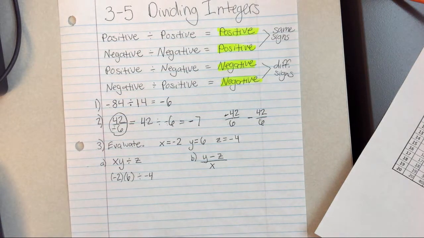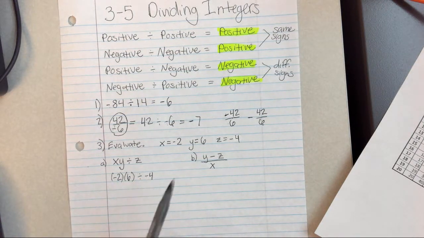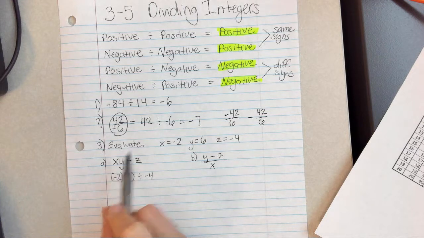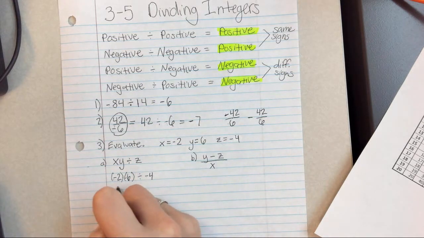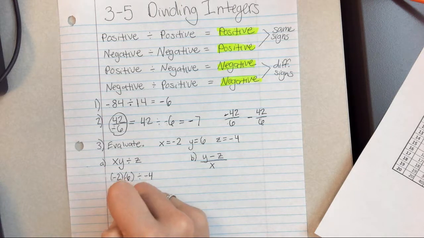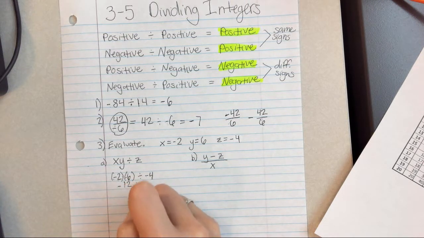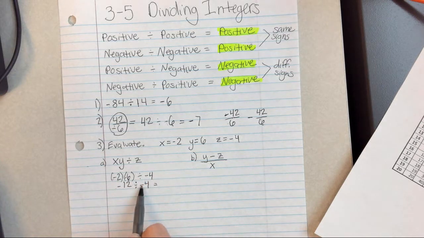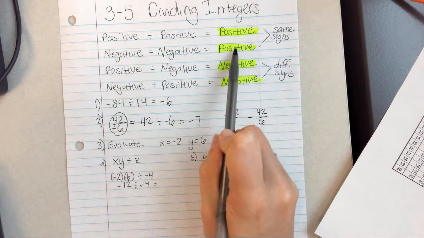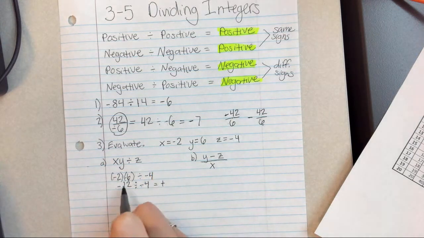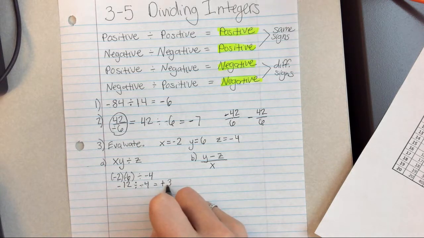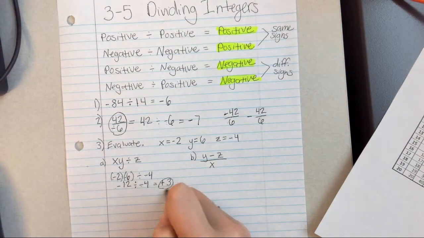And if you know your order of operations, you know multiplication and division, you read left to right. So negative 2 times 6, well, negative times a positive, same rules as up here, two different signs, so it's negative. 2 times 6 is 12. Then divided by negative 4. Here we have a negative divided by a negative, same signs, so it's going to be positive. And 12 divided by 4, well, what times 4 gives me 12? 3 does. So it's a positive 3.